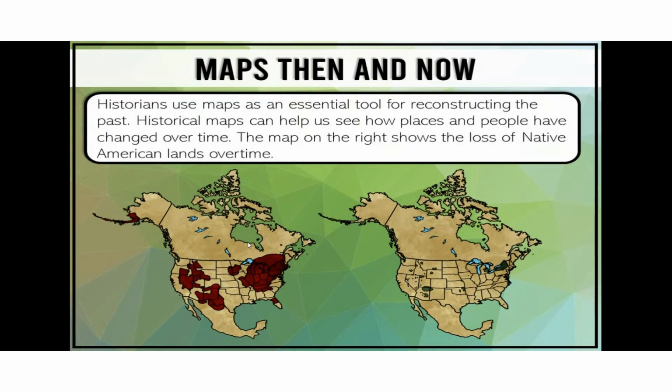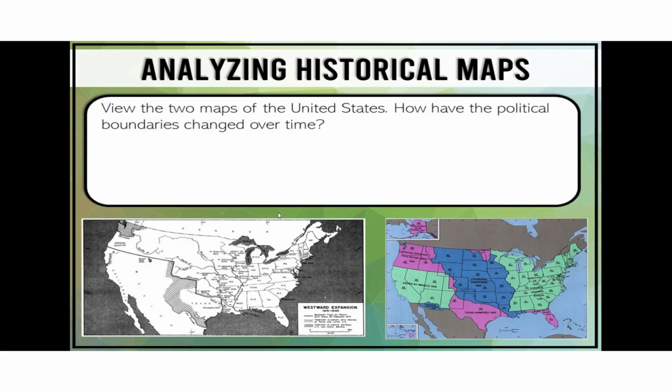So this map doesn't give us a lot of information on this particular screen, but it says the map on the right shows the loss of Native American lands over time. So we're going to assume the map on the left is original. If you start on the left map, you can see Native American lands. And then if you go to the right, it shows us at this point the Native American lands as well. You can see there's a loss as you go from the map on the left to the map on the right. But again, that map does not give us a lot of information.